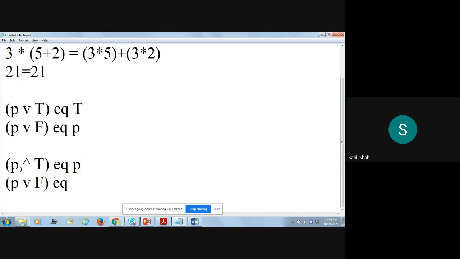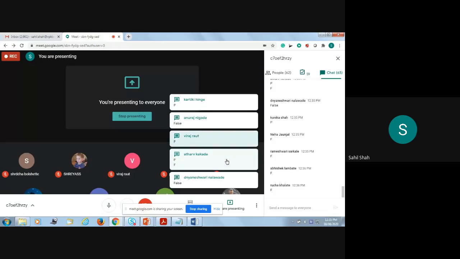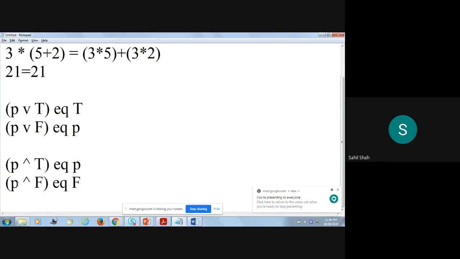Why P? Because if the value of P is true, I will say T and T, and the result is T. If the value of P is false, false and T, the result is false. Okay, what will be here for P conjunction F? Can anybody tell me in the chat box? Okay, F. Very nice. It will be F because irrespective of the value of P, if one thing is false, we are obviously going to have the result as false in conjunction, while if one thing is true in case of disjunction, we are going to have the final result as true.